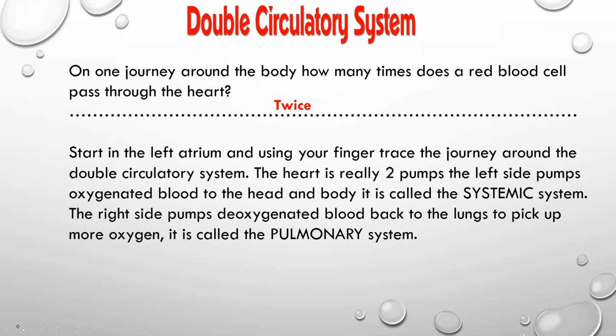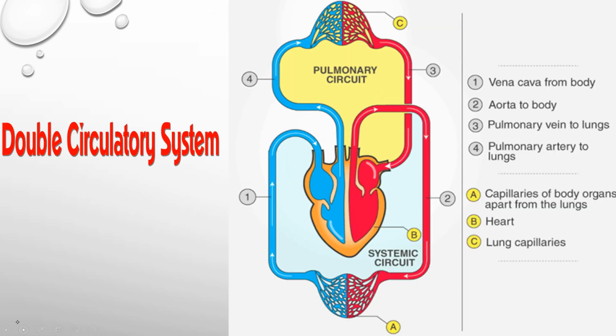So I want you to start in the left atrium. Put your finger on the left atrium and use your finger to trace the journey around the double circulatory system. Remember we said the heart is really two pumps. The left side pumps oxygenated blood to the head and the body, and we call that the systemic system. And the right side pumps deoxygenated blood back to the lungs to pick up more oxygen, and we call that the pulmonary system.